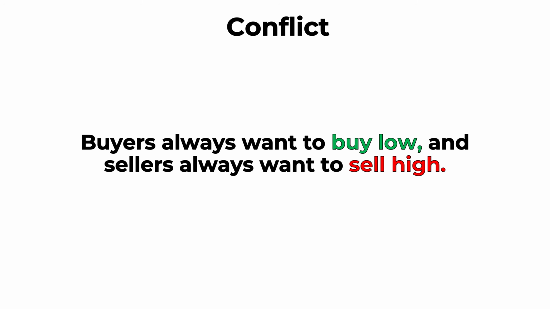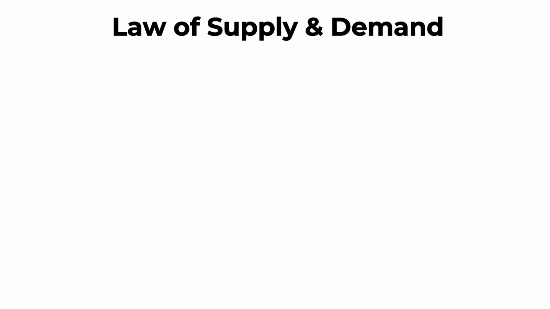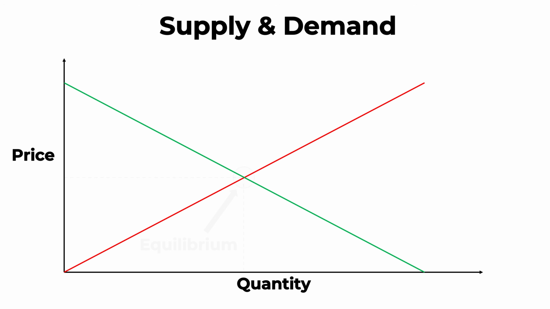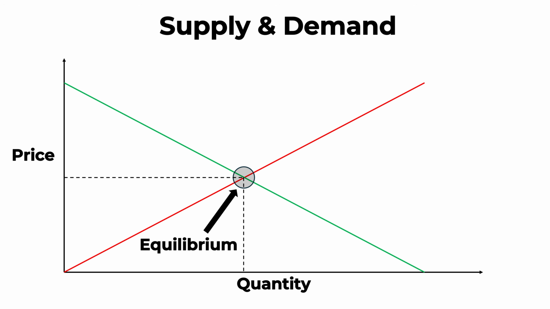This leads us to the law of supply and demand, which states that price always seeks equilibrium, the point at which the quantity demanded equals the quantity supplied. This is easier to understand graphically. The equilibrium point is where the supply and demand curves intersect, and this represents the current price. It's a point of compromise between buyers and sellers, so to speak.